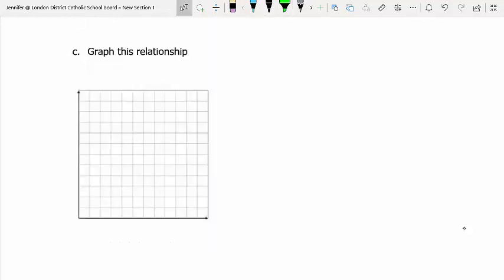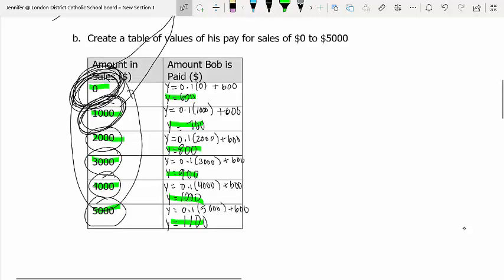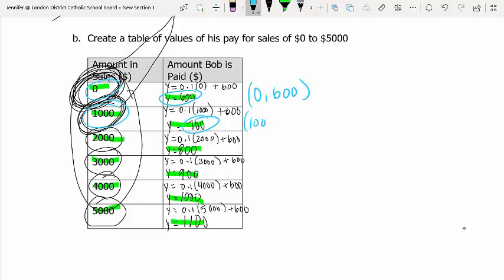Okay, so we now have to graph the relationship. Going back to our table of values, we need to ask ourselves, what are the points that we graph? Well, they're the X and the Y points. So the point that we would graph is 0 and 600, the X and the Y. Then 1,000 and 700, the X and the Y.